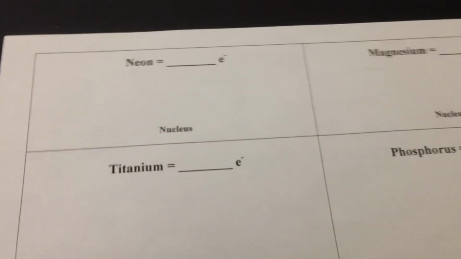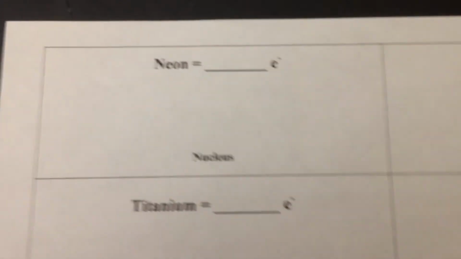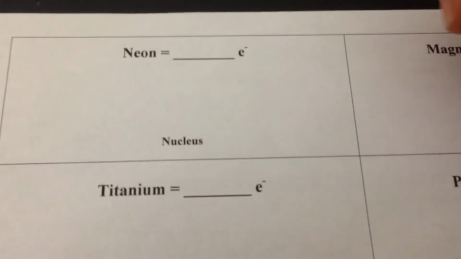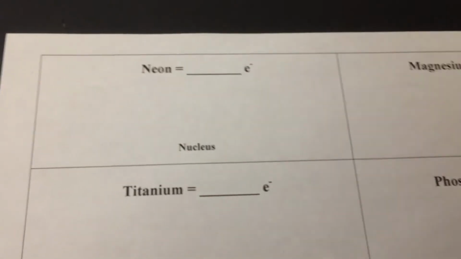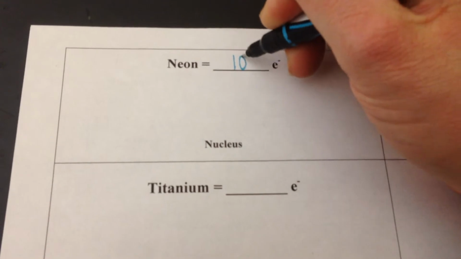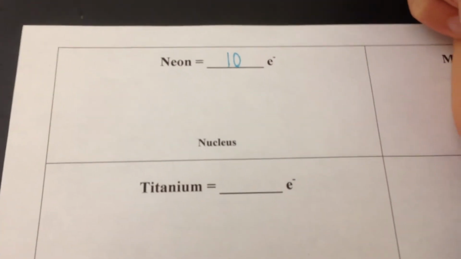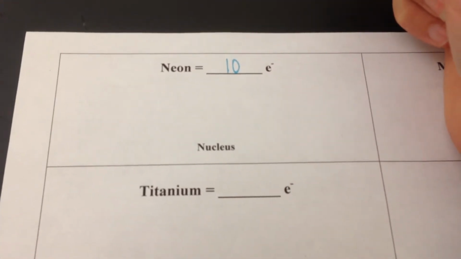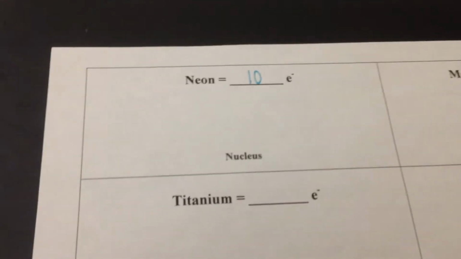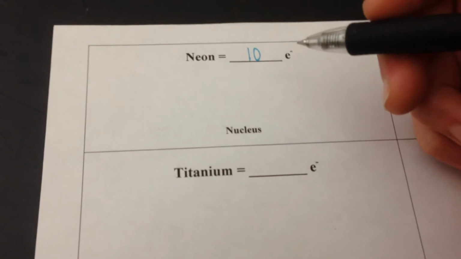I'm going to flip this over to the back, because the back was a little bit more challenging because we did not supply the orbital diagram for you. So you had to write this in. Again, we always start off with figuring out how many electrons we are going to put in this picture. Well, neon is atomic number 10. So I know I need to put 10 electrons in here. That's not a very big atom, so we shouldn't have to write too much for this.